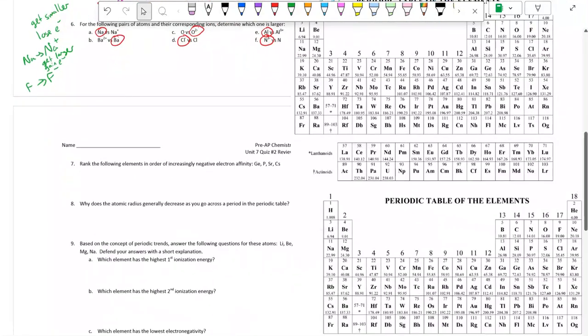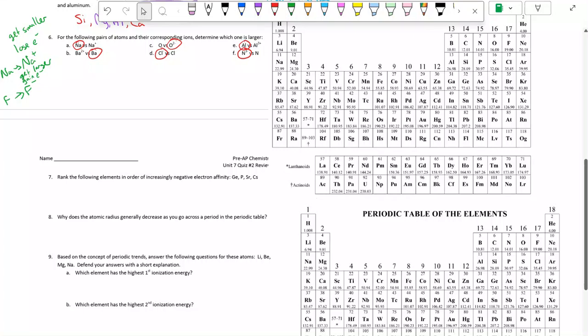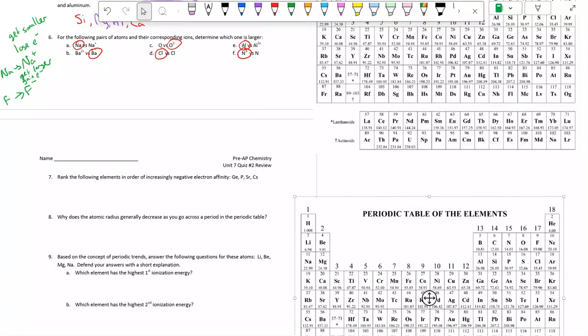Okay. All right. And then we are ranking 4 more elements here. We're looking at germanium, phosphorus, strontium, and cesium. And we're asked to rank them in order of increasingly negative electron affinity. Just remember, you're going to see that with electron affinity. So electron affinity increases as you go across and decreases as you go down. And they just are going to be negative. So you're going to see that. You don't have to do anything with that.